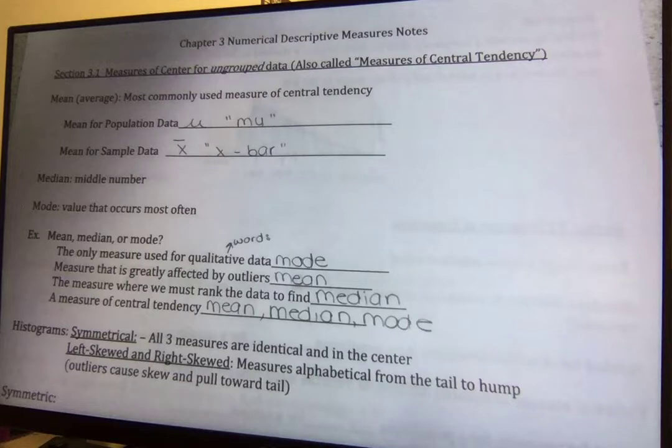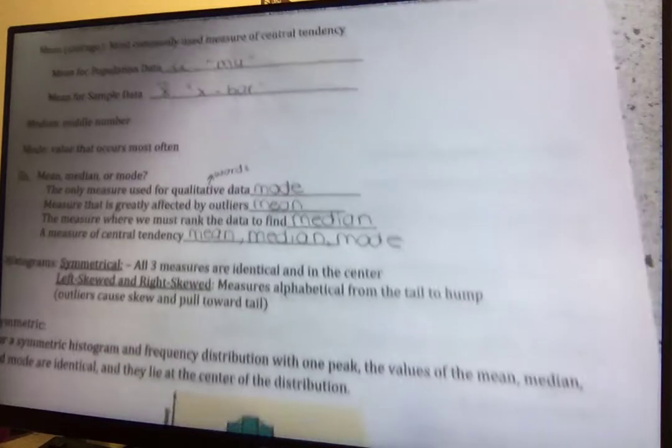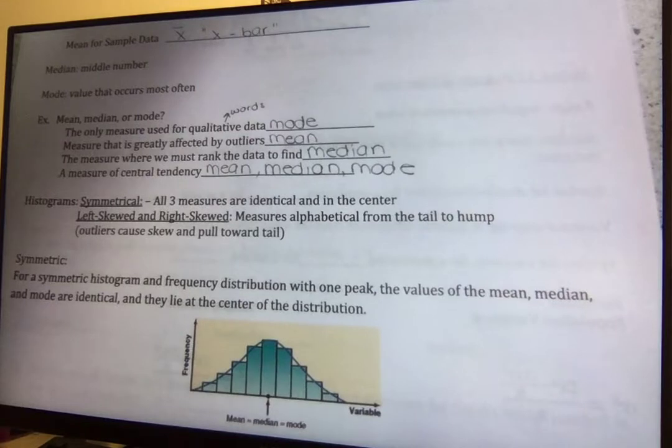So we have histograms. Histograms are these little charts that you see down here, where we take the data and put a bar chart. Then we find the middles and we connect the dots. So they could be symmetrical, where all three measures are identical and in the center, or they could be skewed. They could be leaning one way to the left, leaning one way to the right. They could be left skewed and right skewed, where the measures go alphabetical from the tail to the hump. Outliers can pull our data or skew our data.